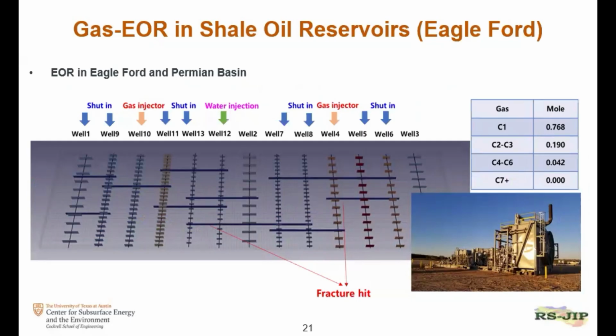And finally, I also want to talk about gas EOR in shale oil reservoirs. This is one of our earlier works using the EDFM to model gas EOR in the Eagle Ford. We were able to model about 10 wells and also put different fracture geometries along the wellbore. And we also considered some of the fracture hit phenomena regarding the EOR in the shale oil reservoir.